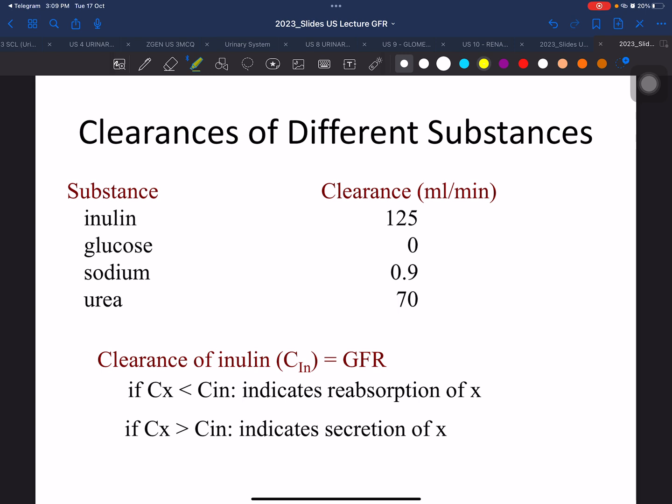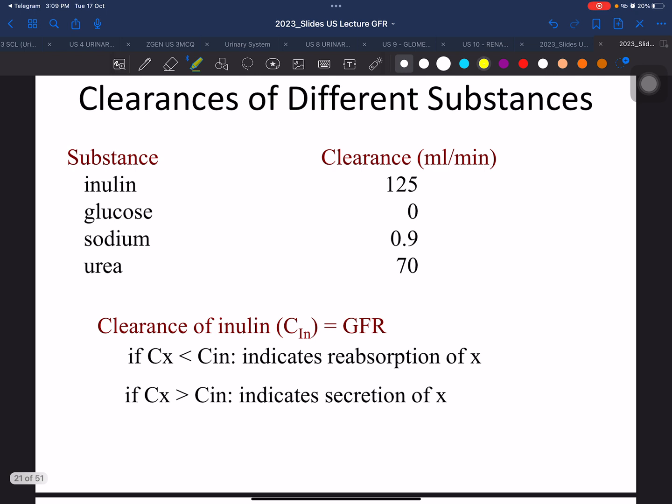what is happening there? It indicates that there is reabsorption of X, because not all of it passes through. 125 is the amount cleared and excreted in the urine. But now there is a substance X, and when you measure its clearance in the urine, the value is less than the clearance of inulin. You know the clearance of inulin represents the GFR, the amount filtered. So the value is less than 125 ml per minute, which indicates reabsorption of X. Some of the substance is being reabsorbed.